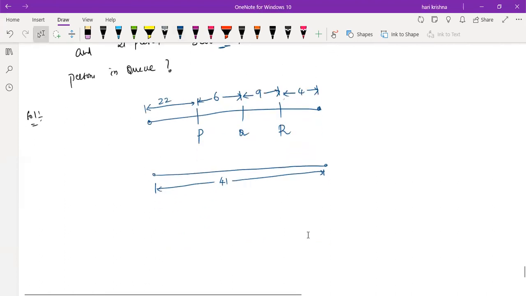Distance is 41. That means persons are 40. 40. Clear this one question? Any doubts?